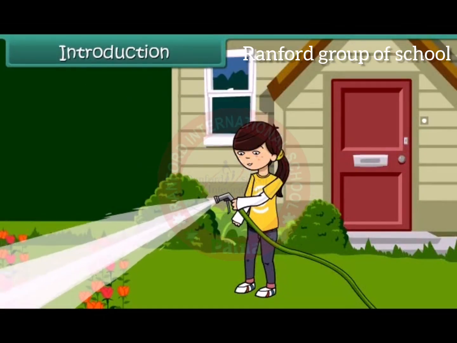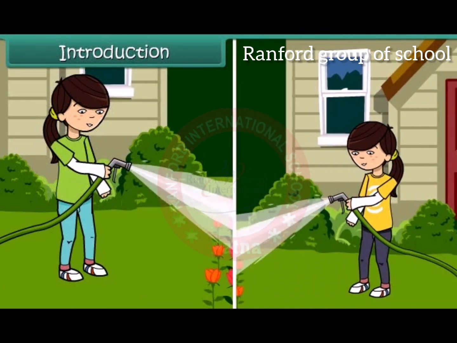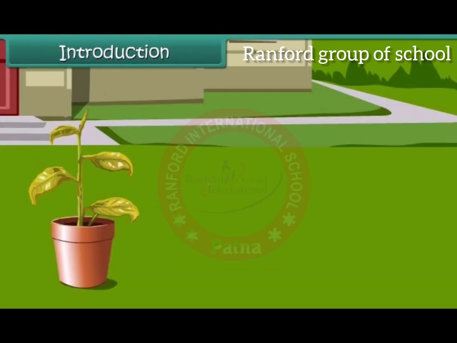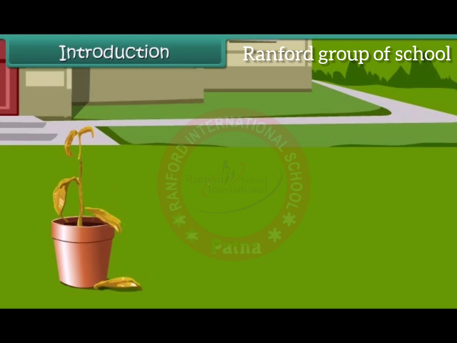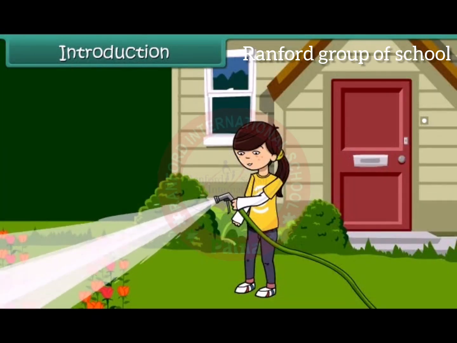Tanu waters the plants in her garden every day. She knows that if she does not do so, they will wilt and ultimately die. But she is curious to know how the water that she supplies to the roots reaches the leaves of the plants. In this lesson, we will discuss the process of transportation of water, nutrients, and food in the plants.